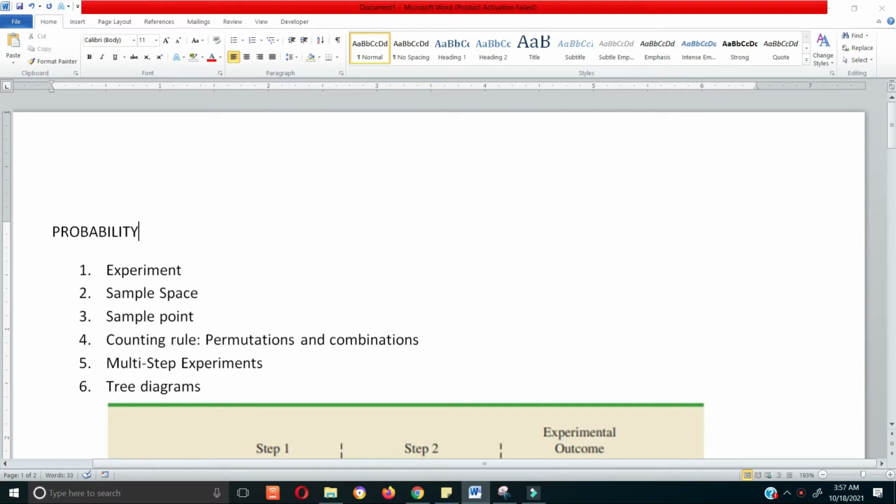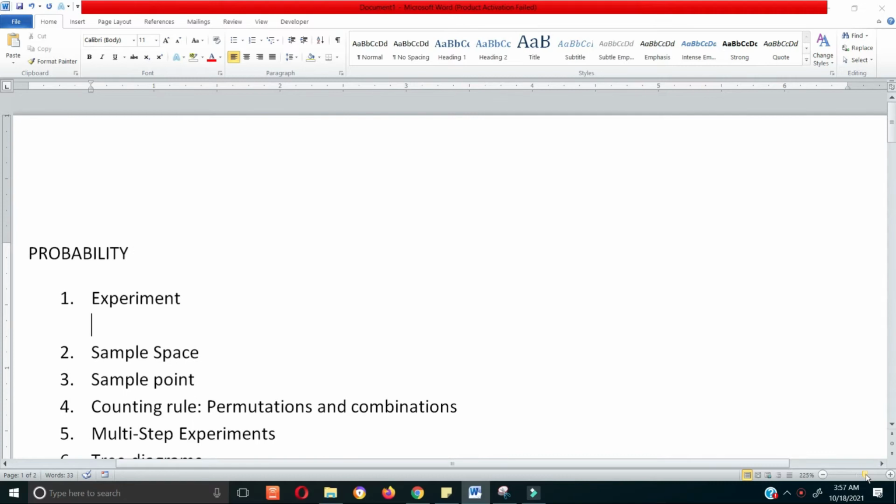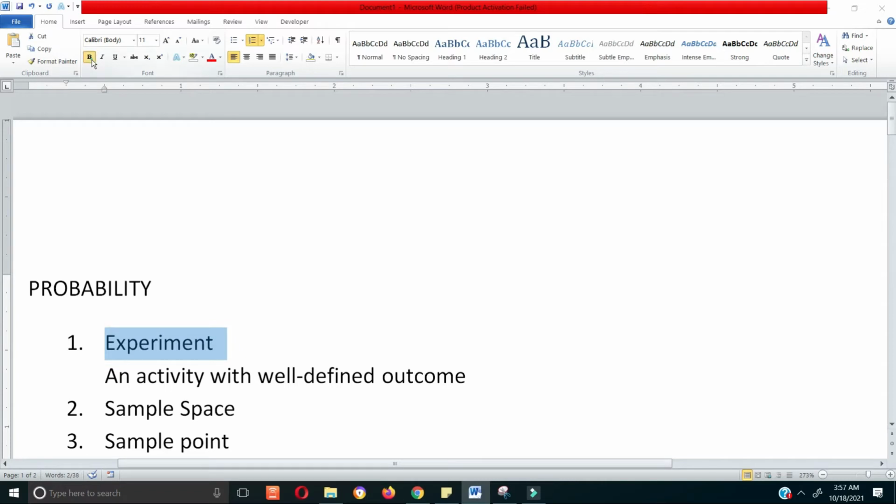One of the first terminologies we're going to deal with is an experiment. So an experiment in statistical parlance is essentially some activity with well-defined outcomes. So that is an experiment.